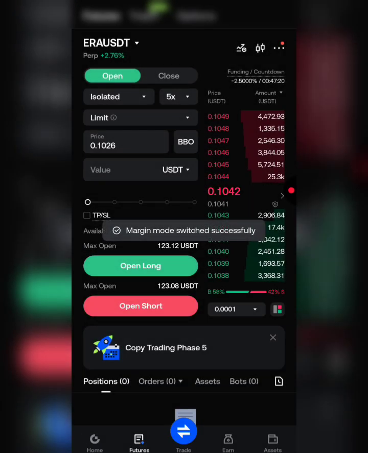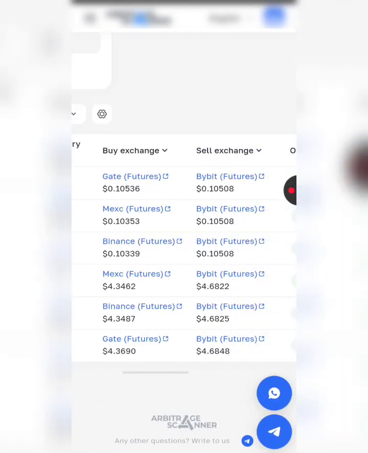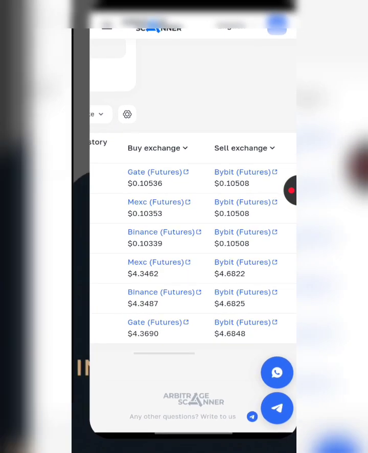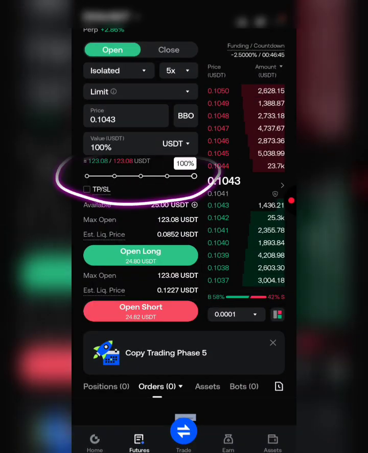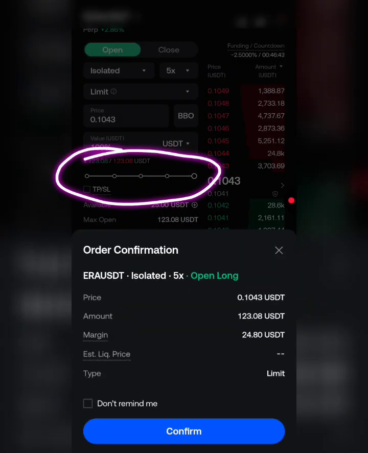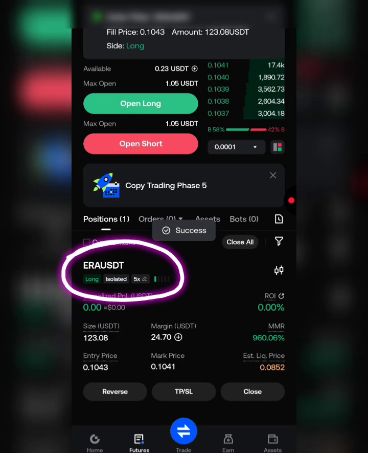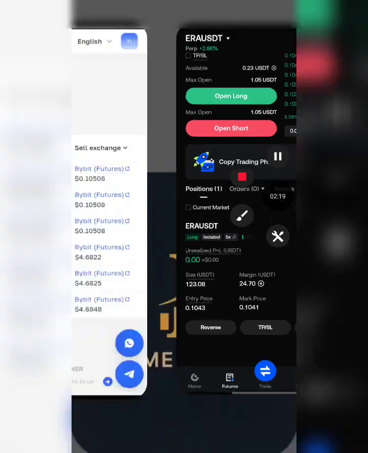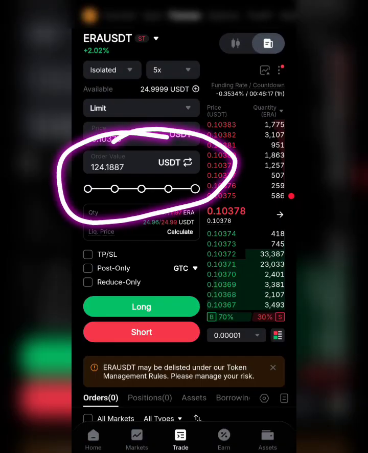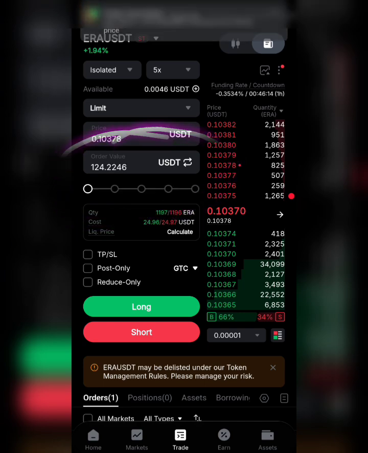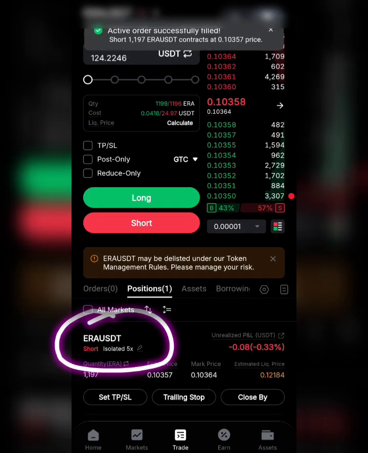Now the next thing I'm going to do, this is my Gate exchange, which is the exchange I'm buying on according to my arbitrage scanner right here, and Bybit is the exchange I'm shorting on. So I'm going to draw this like this and open a long position. Okay, so we've opened a long position right now, guys. Then coming over to my Bybit, which is the exchange I'm selling on, I'm also going to draw it like this, and I'm opening a short position right here, and it has opened.